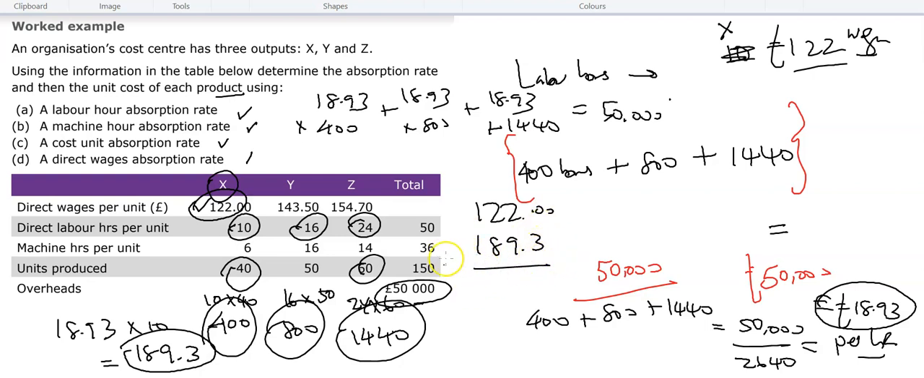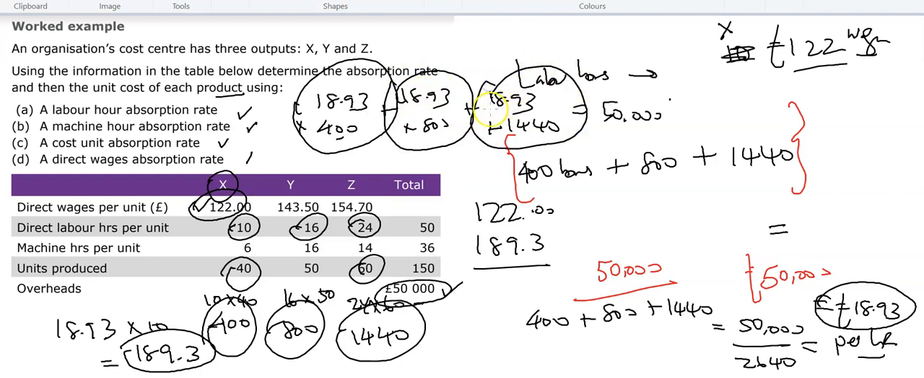Your question was, how do I get back to the 50,000? To do that, you would multiply the 18.93 by all the hours in X for that period, which is 400, plus the 18.93 times all the hours in Y, plus the 18.93 times all the hours in Z. The full cost of making a unit of X is just adding these two things together, which is 311. So that's the full cost of making a unit of X.